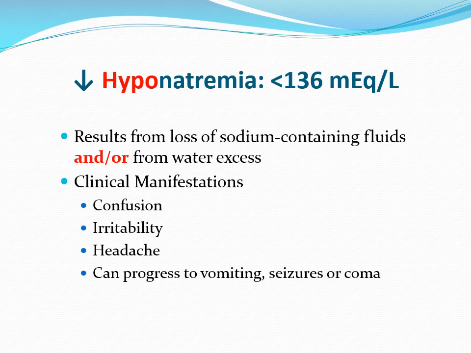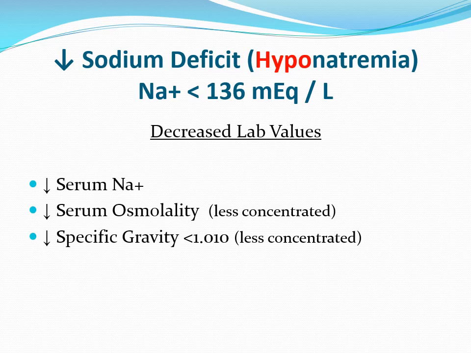Clinical manifestations: you can see confusion, irritability, headache, which can progress to vomiting, seizures, or coma. Usually they first manifest in the CNS. The cellular swelling is first manifested, and you'll see confusion, usually due to cerebral edema. Decreased lab values: you'll see decreased sodium levels, decreased serum osmolality, and decreased specific gravity.